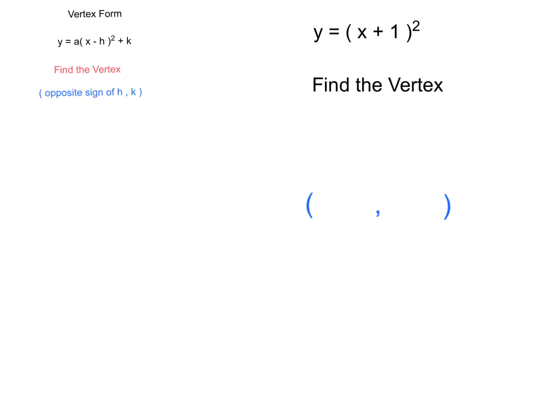Alright, now this one has a little trick, because notice, we're missing the k value. So again, since we're adding, it's going to be plus 0. Okay, so no big deal there. So now, here we go. Take the opposite sign of this guy, so negative 1. And with whatever that is, so that's going to be just 0. And there's your vertex. Pretty easy.